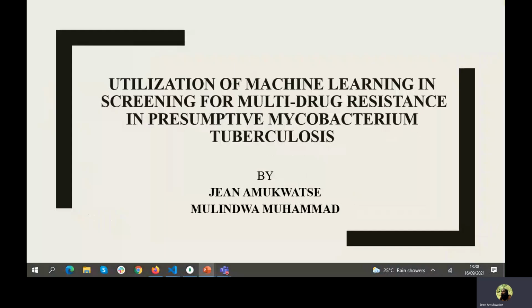Utilization of machine learning in screening for multi-drug resistance, presumptive Mycobacterium tuberculosis. My name is Jean Amkwase, and this is the research topic I'll be talking about.